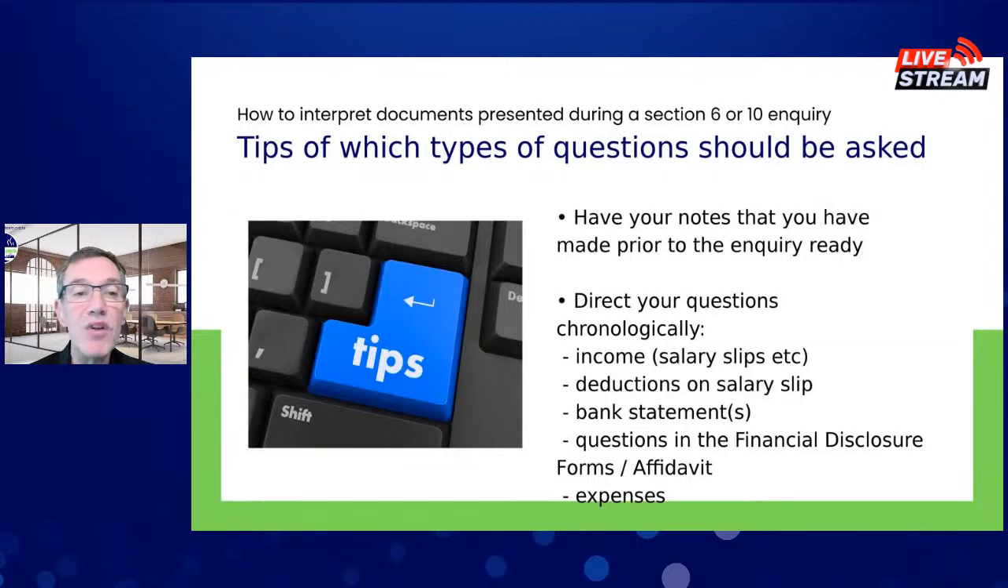So, tips on the type of questions that could be asked: just a couple of general tips, have your notes ready prior to when you make the inquiry. Go through the banking statements and get all your facts ready. Get all the questions that you want to ask. All those that you're uncertain of, mark in highlighters. Some of my files look like a Christmas tree with all the colors of the highlighters that I use. That is the way you scrutinize and go through all the documents. Then direct your questions very chronologically. Start off with the income, start off with a salary slip.